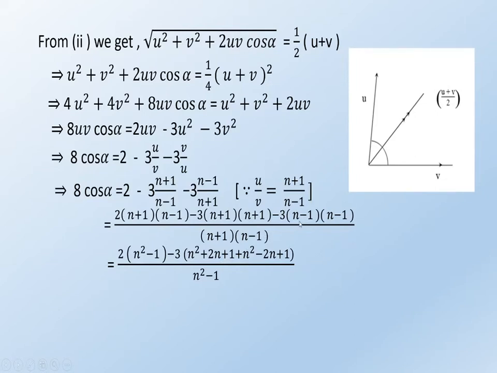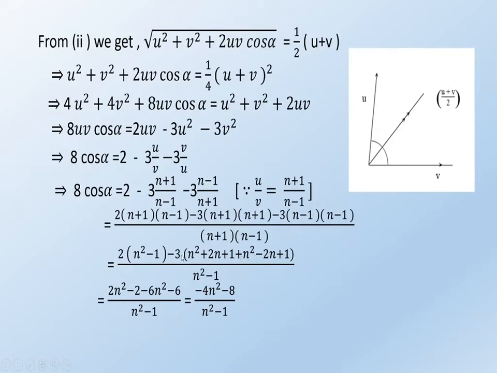Now, if we apply the (n minus 1) whole square formula, we get n square minus 2n plus 1, and take 3 as common. And here the LCM is n square minus 1, because we apply the a square minus b square formula. If we multiply n square by 2, then we get 2n square; 1 by 2, then we get 2. Here n square plus n square is equal to 2n square.